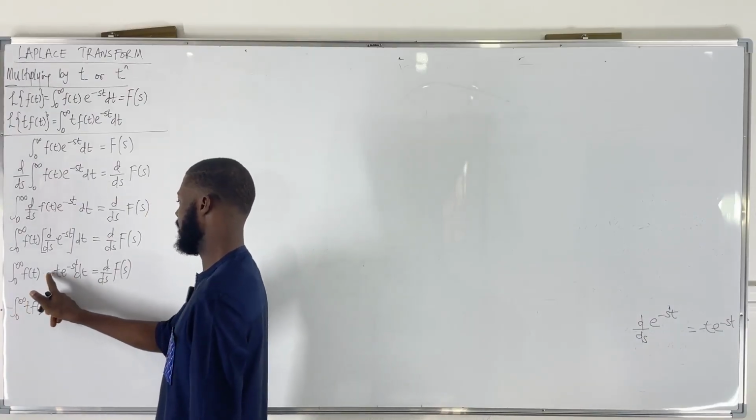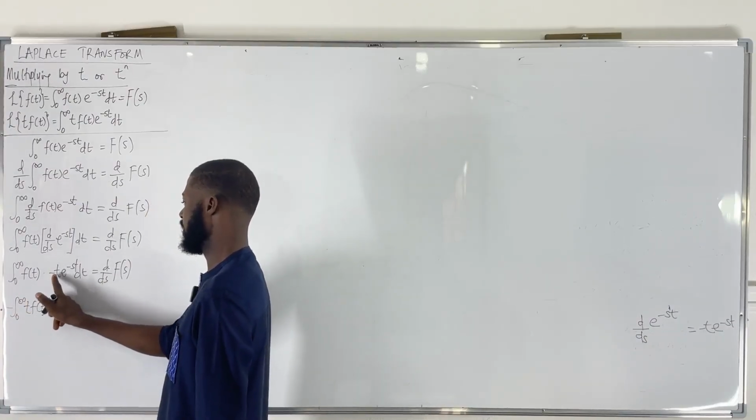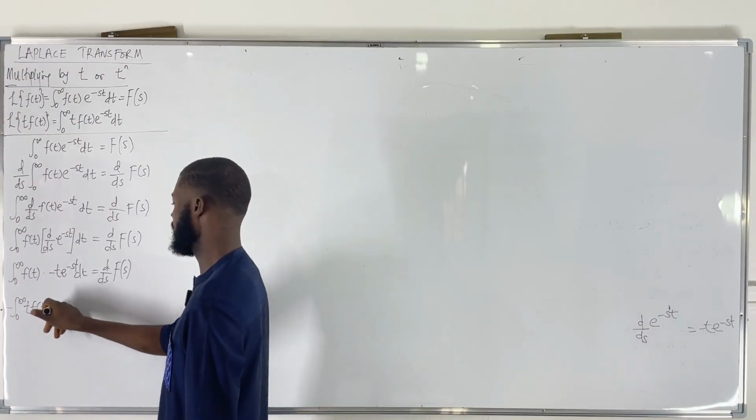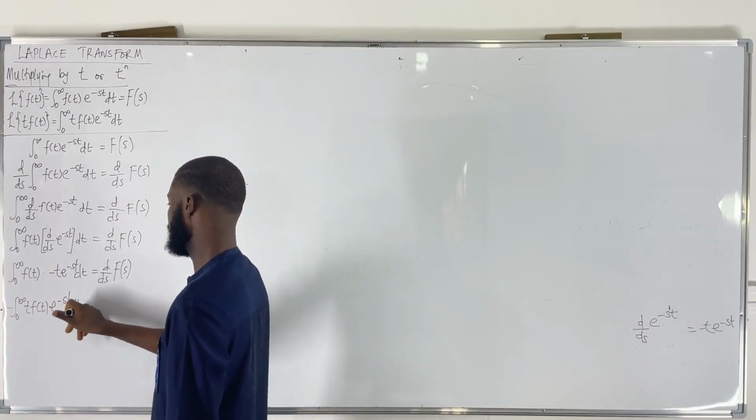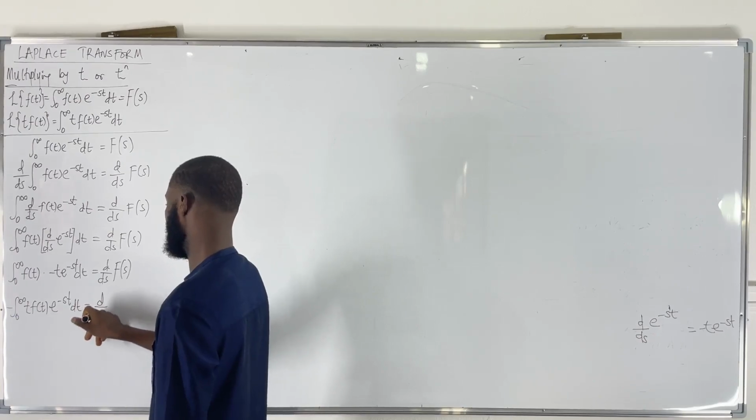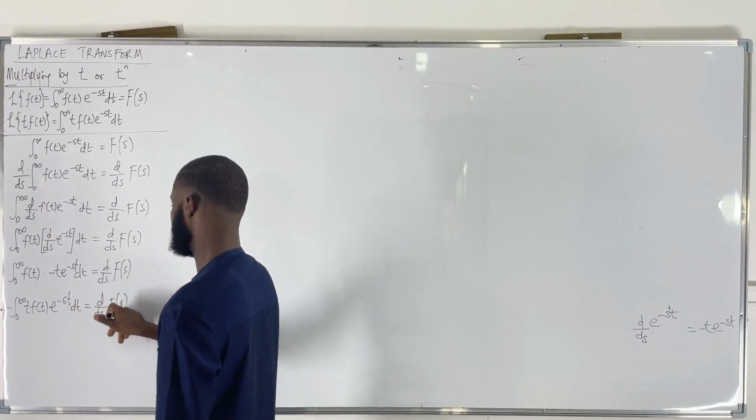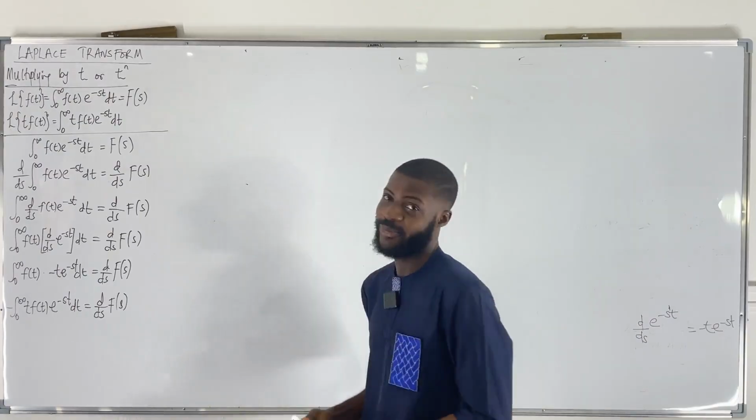The one will be left here. Remember, I've removed the minus. I've taken the t to the front. So what's remaining is e to negative st dt. And this will equal d ds of f of s. All right, we're almost there.